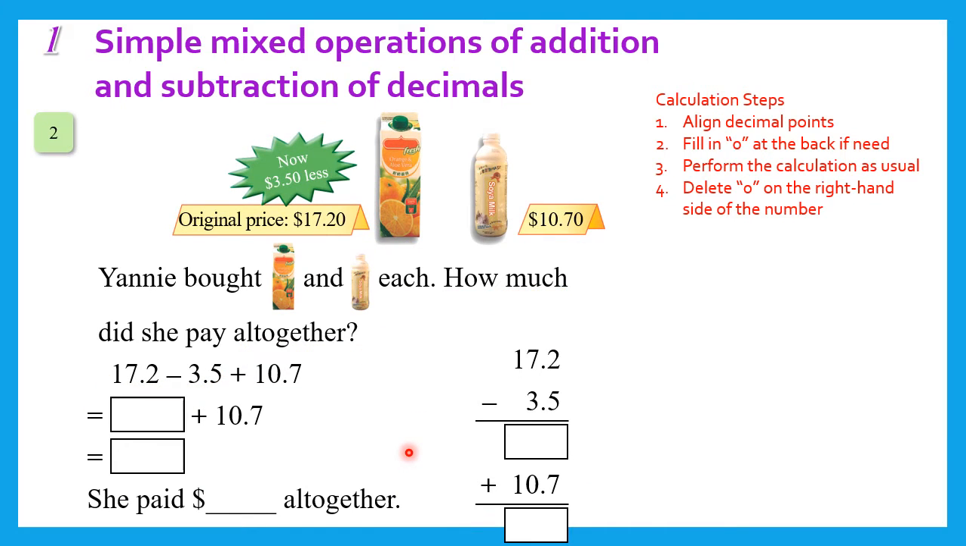Okay, and we have to do the calculation now. You do it one by one. Show me the steps. 17.2 minus 3.5, you find out the answer is 13.7, and you write it back and add 10.7. You can find the answer is 24.4. So if you write down the dollar sign, don't forget that you have to write down 0 here. And some of you may write down 24.40 here. If you keep the 0, you must simplify your answer to become 24.4. Otherwise, you will lose marks here.